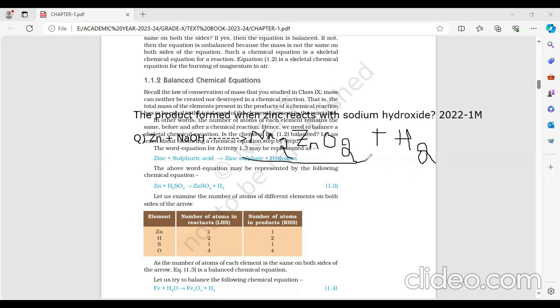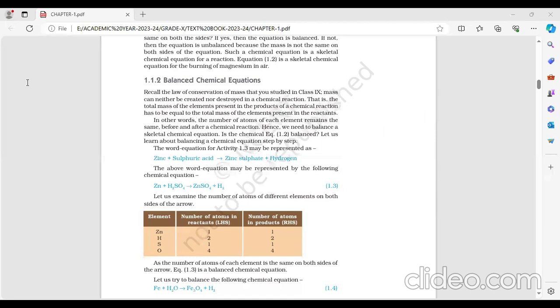So now what is this? This is called sodium zincate. So very important chemical equation: sodium zincate plus hydrogen gas. Okay, this is asked for 1 mark, so you should remember it. Sodium zincate was the formula Na2ZnO2. Okay, fine. Now let us go for the next one.